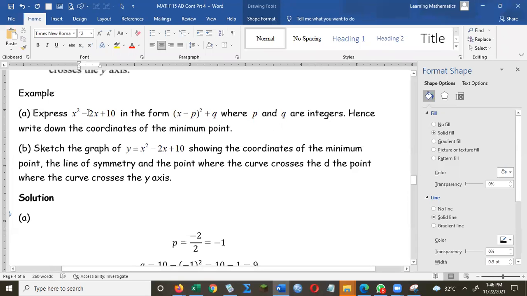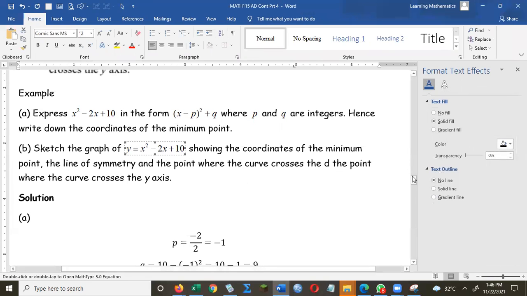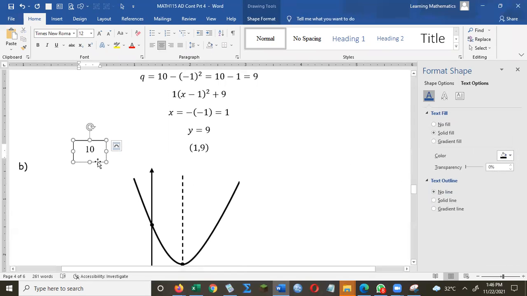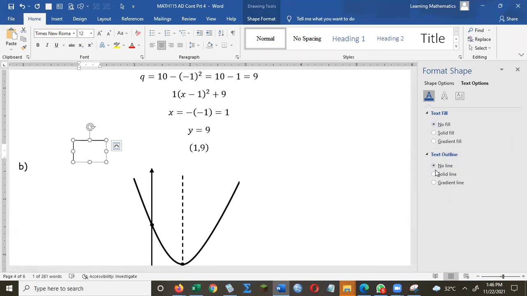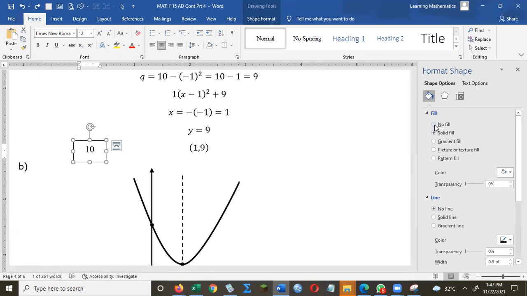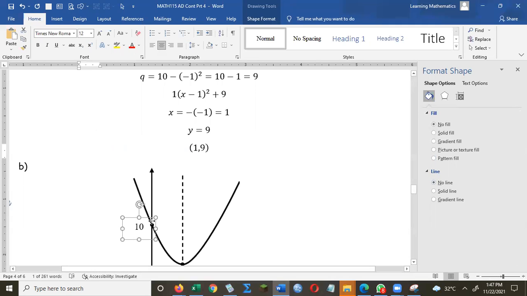So if x is 0, what are you left with? 10. The y-intercept is where x is 0, and when x is 0, we have 10. The y-intercept is always the C. In that case, it is 10. So 10 comes right there.